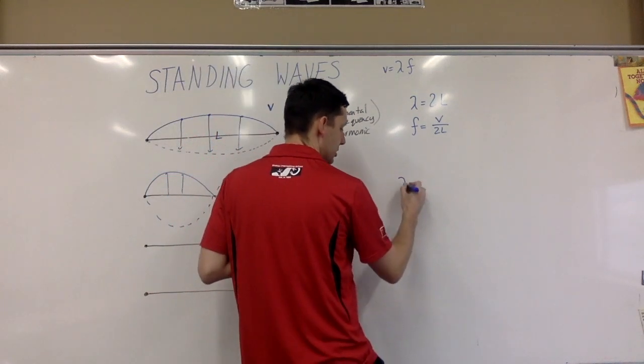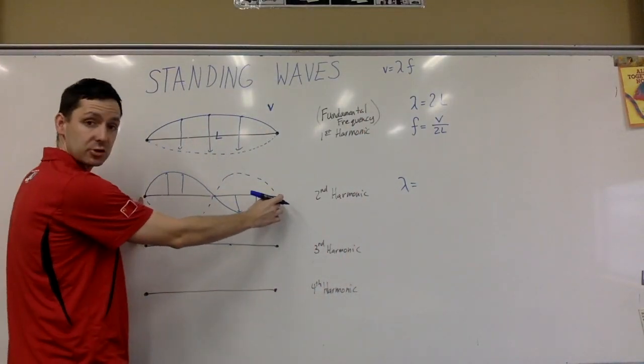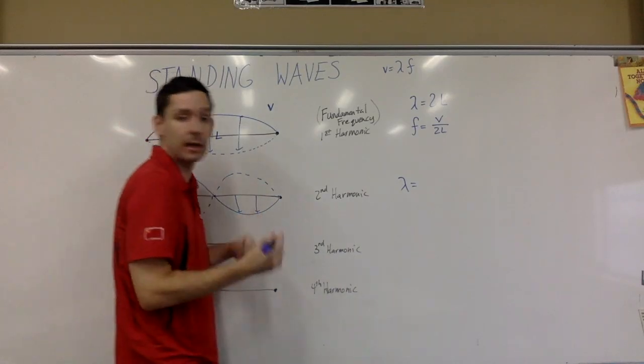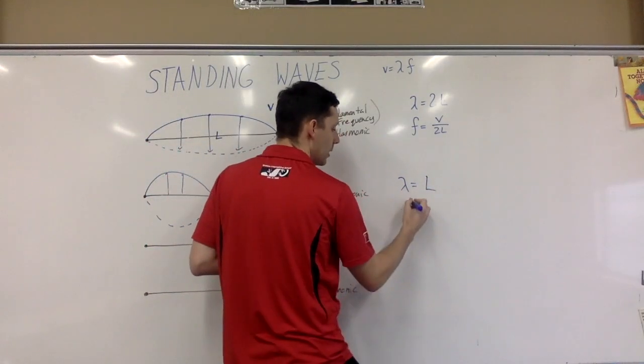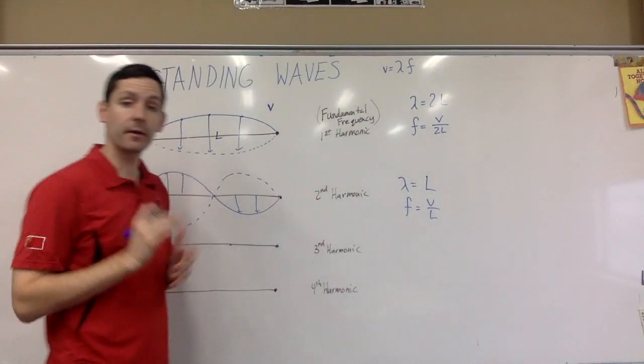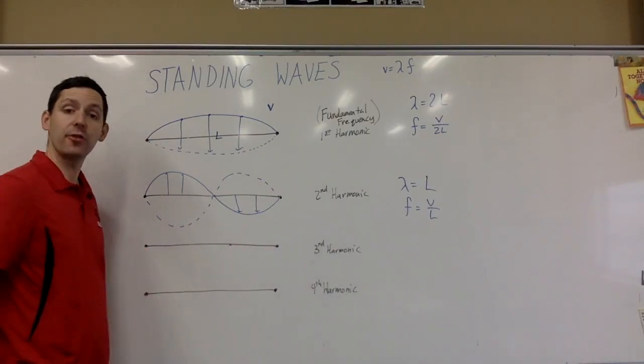Again, in this situation, my wavelength, note that from one end of the string to the other, I now go through a full wave. So the wavelength is just the length of the string. Okay? The frequency then is the velocity divided by the length of the string. No problem, right? Okay? Let's move on to the third harmonic.